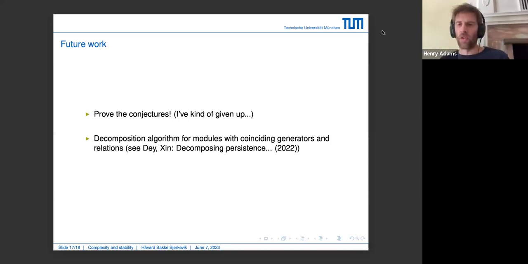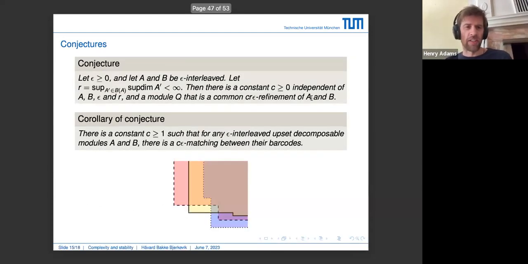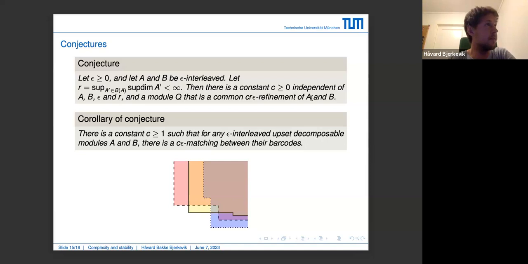I'll start with one. So this corollary of the conjecture, I'm not sure if I understood you correctly, but it's known that corollary is false if you try to use a constant that's less than three. Yeah, I think the example or one example you can use to show that is in the first paper I wrote. That's a statement about rectangle decomposable modules and not upset decomposable modules, but there is a sort of maybe not obvious but straightforward way to get from that example, or write that example, as an example of upset decomposable modules.